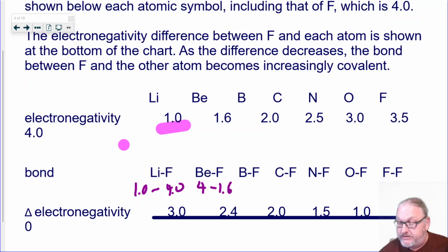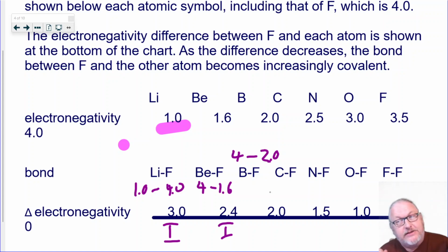If you look at beryllium fluoride, well, that's 4 minus 1.6, which gives us 2.4. Still above that magic 1.7 difference, right? So this would be an ionic bond. Now we get boron and fluorine, BF. Now we've got 4 minus 2, so I get a 2.0 electronegativity difference. We're getting close to that 1.7, so that could be considered still an ionic bond.